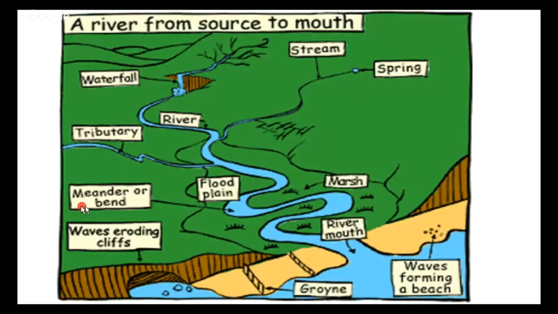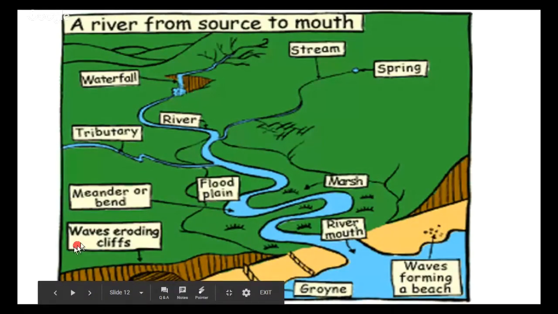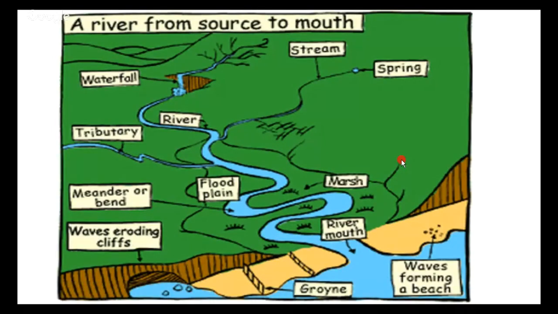Then we move now to a bend in the river. What is that called? A meander. Okay. We can have the floodplain, the marshy areas, and the river mouth. All right. So those are some of the things we need to remember. Most importantly, a river starts at a source and flows through a definite channel to a mouth.